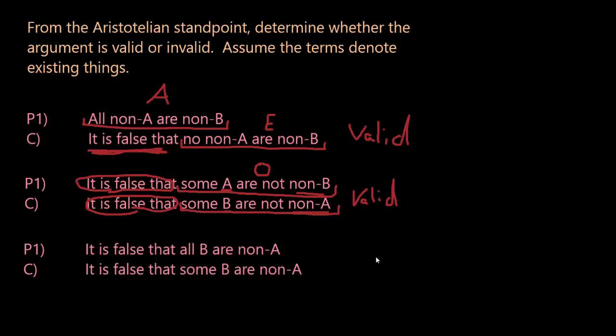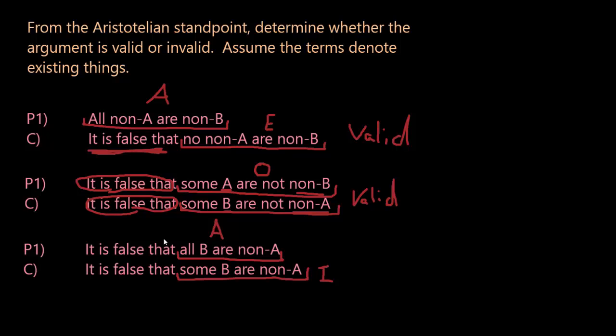Let's look at the last argument. It says that it is false that all B are non-A. Therefore, it is false that some B are non-A. This one will use the Aristotelian square of opposition. So use that to determine whether it's valid or invalid. And the first thing that we want to do is identify the kinds of propositions that we're being told are false. The premise is an A proposition. And the conclusion is an I proposition. So these are subalternates of one another.